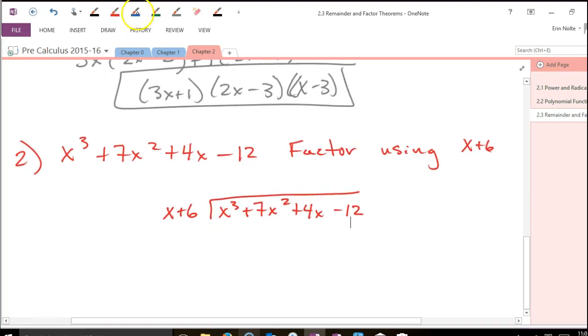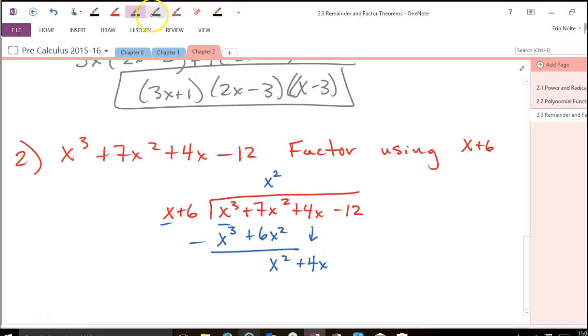Okay, so I'm looking at the first term of each of these. What do I have to multiply x by to make it x cubed? X squared, so I'm going to line that up, x squared, and then I multiply it through. X squared times x is x cubed. X squared times 6 is 6x squared. Then I subtract. My x cubes go away. How many x squareds do I have? 1x squared. I'm going to drop the next term, which is the 4x. See there?